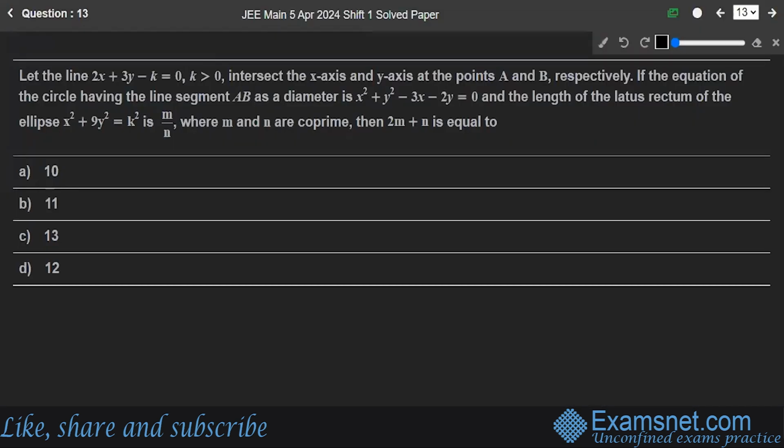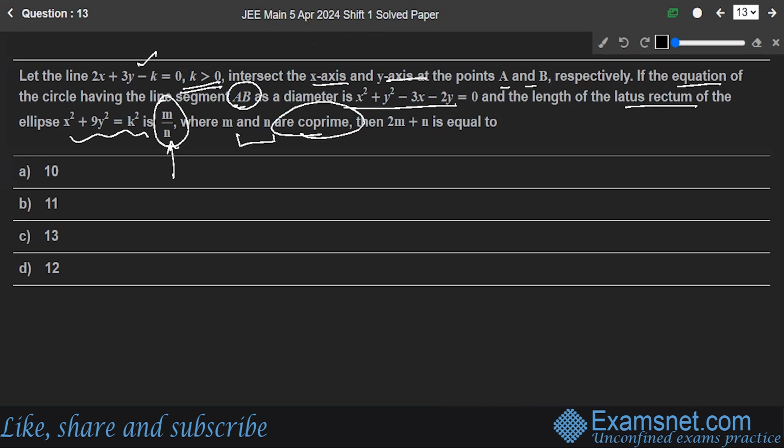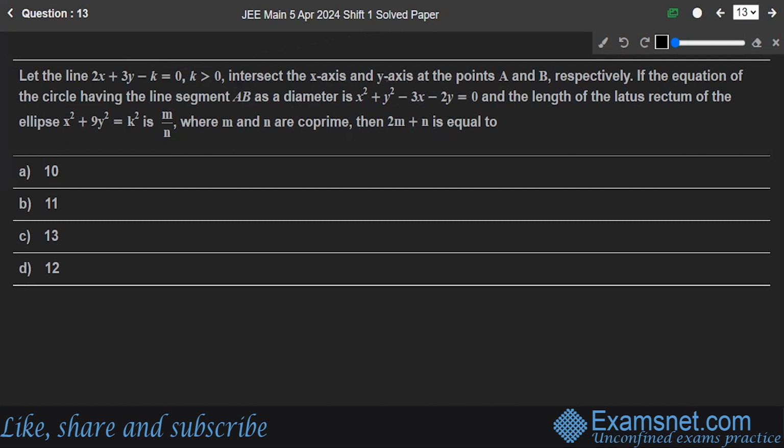Question number 13: let the line 2x plus 3y minus k equal to 0, with k greater than 0, intersect the x and y axis at the points A and B respectively. If the equation of the circle having the segment AB as a diameter is given by this, and the length of the latus rectum of the ellipse is m by n, where m and n are co-prime numbers, then what is 2m plus n equal to?